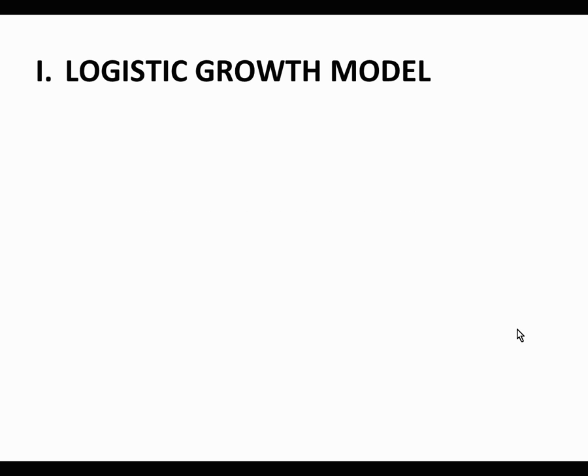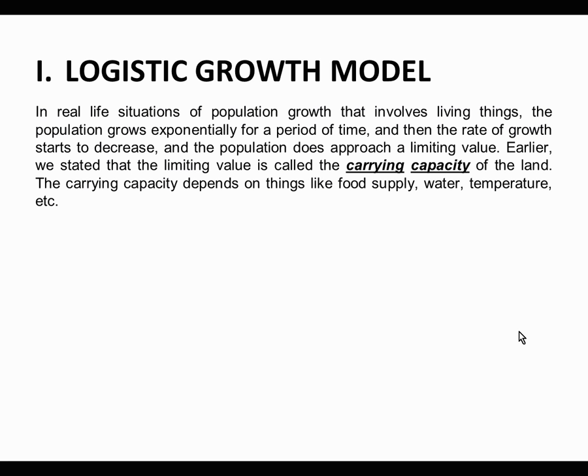Okay, logistic growth model. This is actually what populations really do. In real-life situations of population growth involving living things like people, plants, animals, whatever, population grows exponentially for a short period of time, and then the growth starts to level off. It's still increasing, but the rate of increase is starting to decrease until it reaches what's called the carrying capacity of the land. Depending upon the situation, the carrying capacity can have other names. The carrying capacity depends upon food, water supply, temperature, and that type of thing.